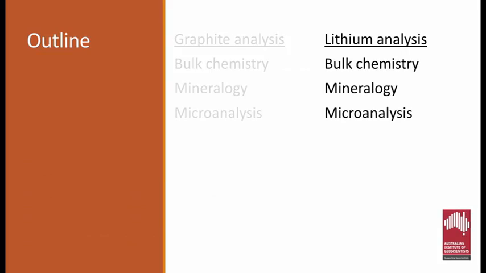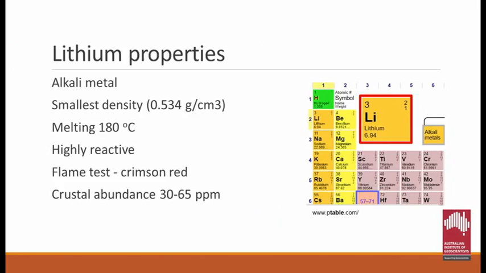Now I'll talk about lithium. As we know, again, lithium belongs to alkali group metals. It has the smallest density. Out of all metals, it can float in water. The melting temperature is 180 degrees. It's highly reactive. The flame test gives crimson red, and that's how actually lithium was found.